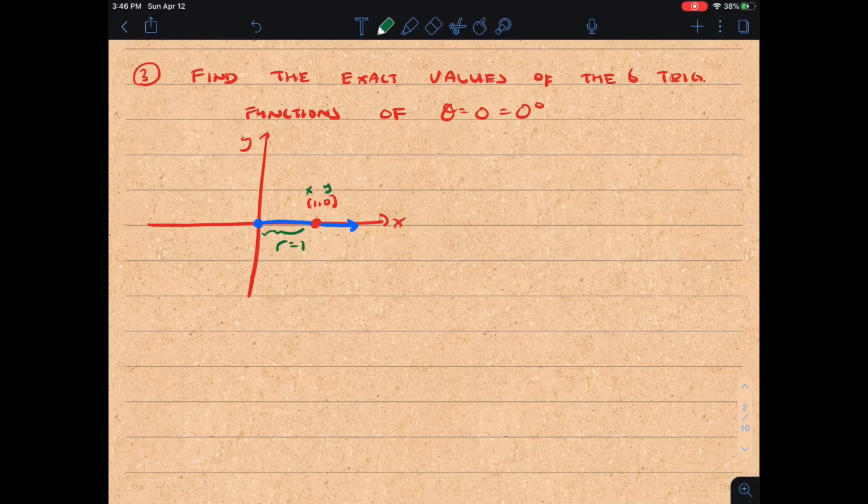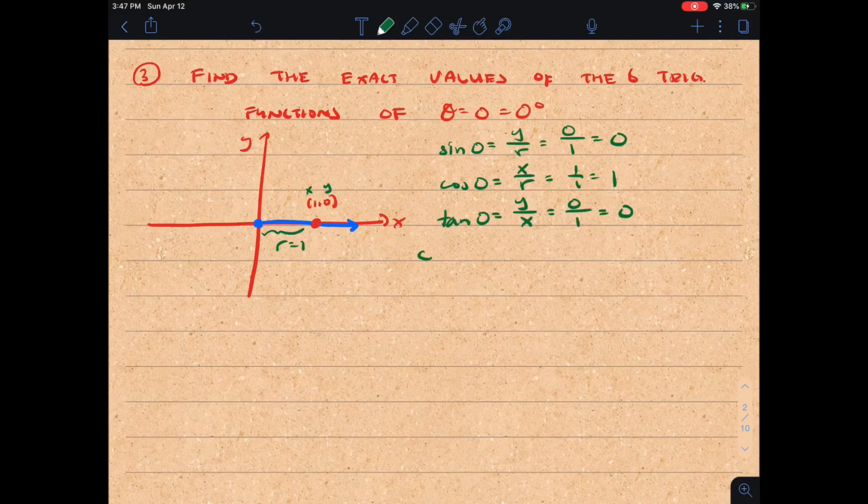So now let's find sine of 0, which we know is y over r. In this case, my y coordinate is 0. R is 1. I get 0. Cosine of 0 would be x over r, which is 1 over 1, or just 1. Tangent of 0, which we know is y over x. Here y is 0, x is 1. I get just 0. Those are your first three.